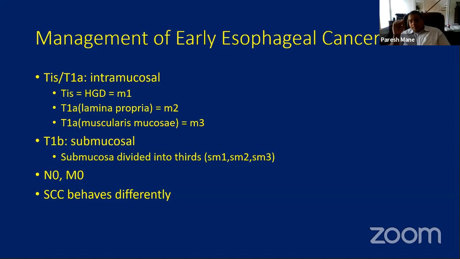Involvement of submucosa is a little different compared to T1A because T1A could be all managed endoscopically. And T1B would require esophagectomy, but no need for chemotherapy and radiation. And then, of course, early stage esophagus cancer means there is no evidence of any nodal disease and distant mets. That can be identified using EUS. All of this applies to an adenocarcinoma. It does not apply to a squamous cell carcinoma. Important concept.